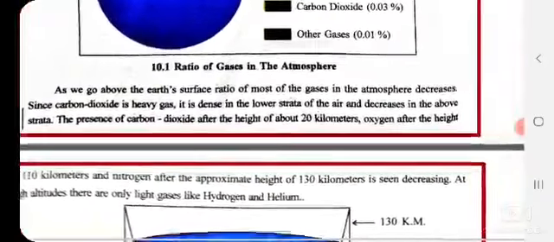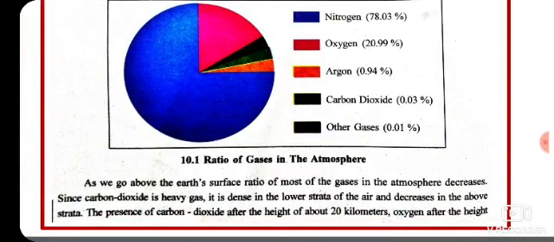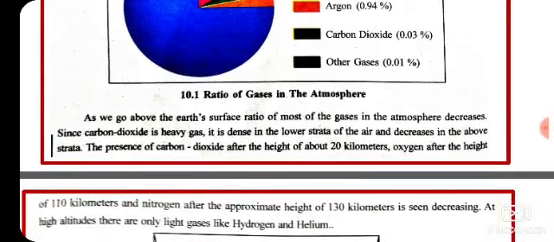Okay. So all these types of gases are present in atmosphere, which we cannot see, which we cannot taste, but yes, we can feel it. As we go above the earth's surface, the ratios of most of the gases in the atmosphere decrease. As you go up in height, there is no oxygen over there. Why? Because the gas decreases over there. The atmosphere decreases over there. Whenever you go to a height, people carry oxygen cylinders with them, as there is no oxygen present on the top of the mountains or wherever they are going at height.